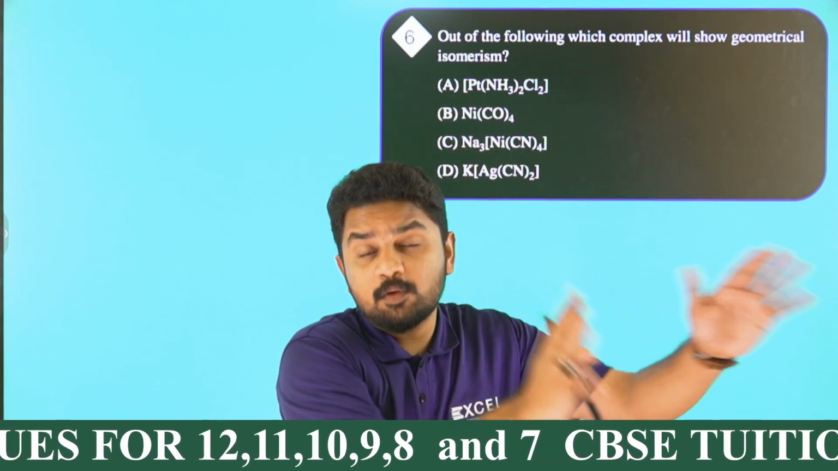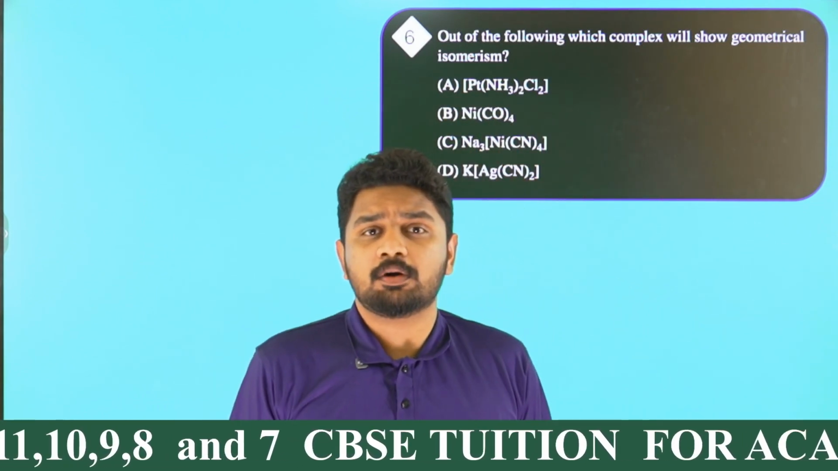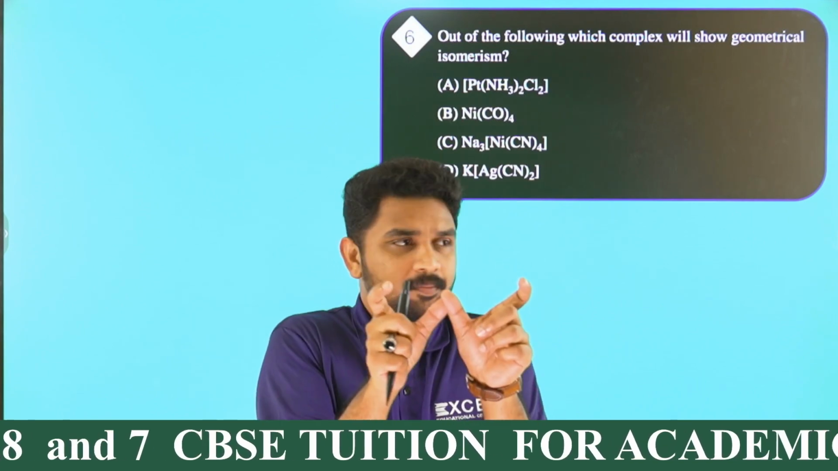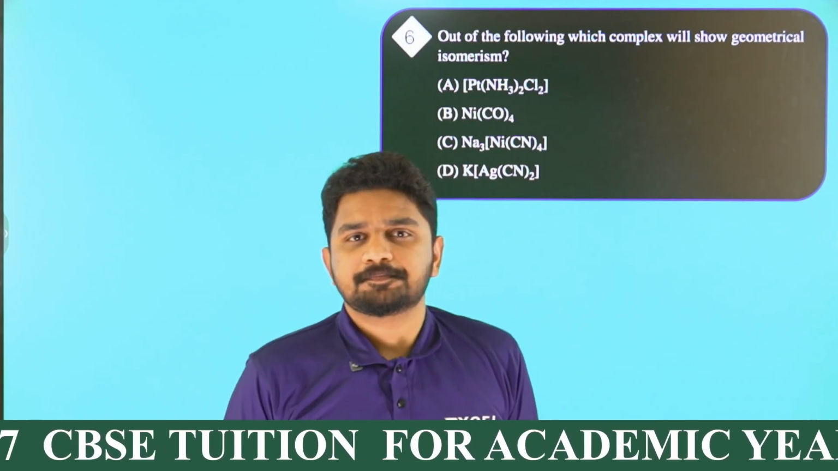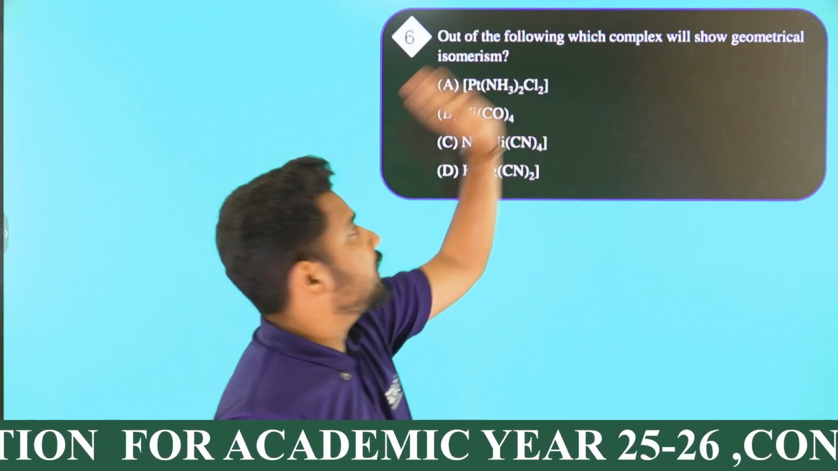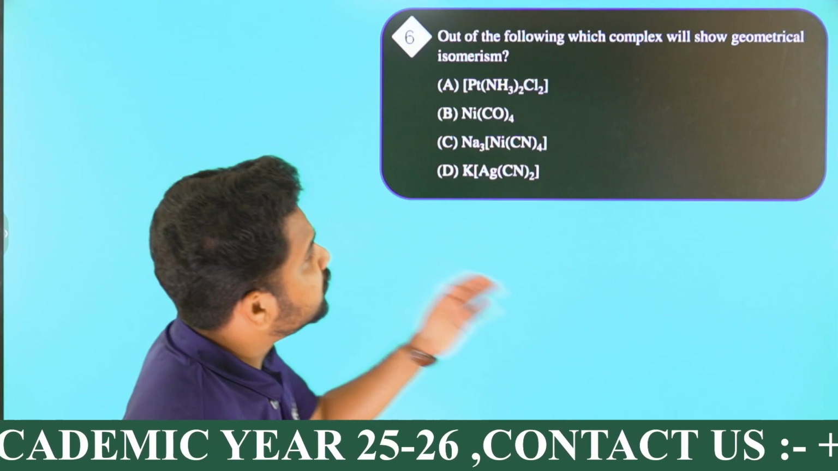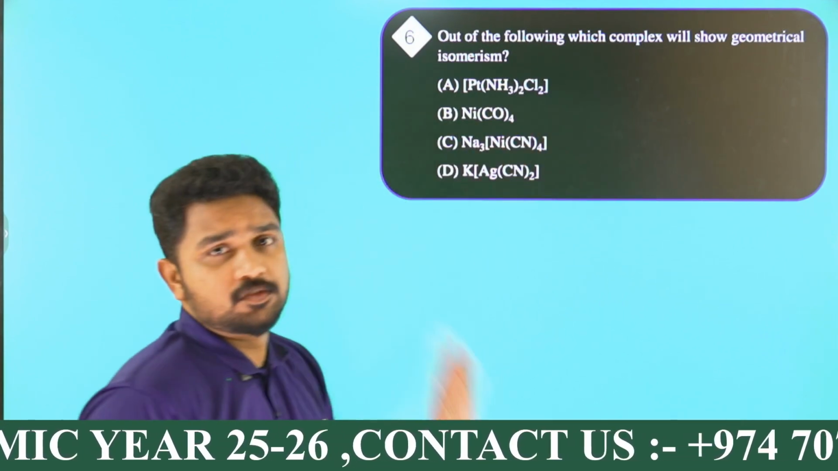What about the stereoisomerism part? Stereoisomerism can be further classified into two. What are they? Geometrical isomerism and optical isomerism. So definitely the next question will be from geometrical isomerism. Here you can see, out of the following, which complex will show geometrical isomerism?